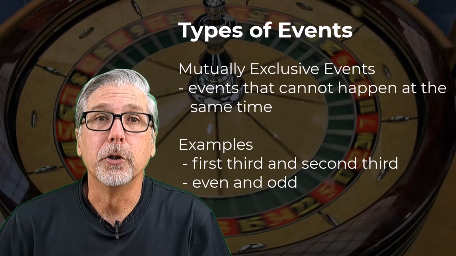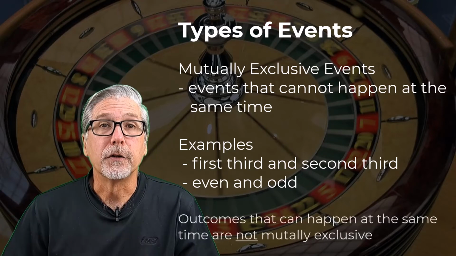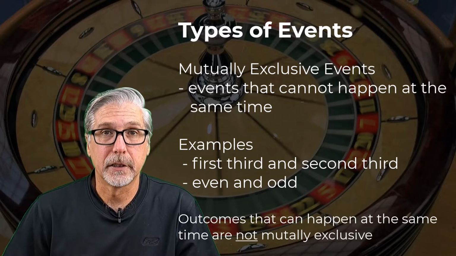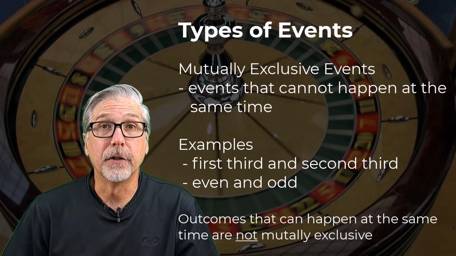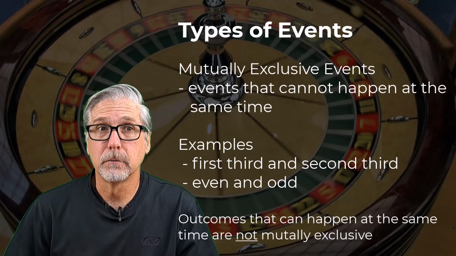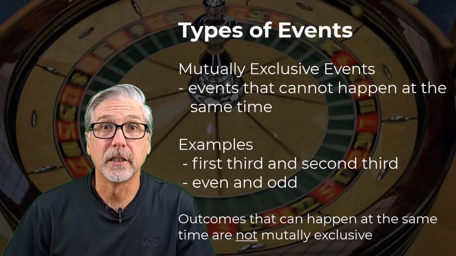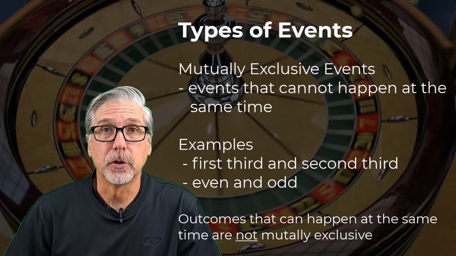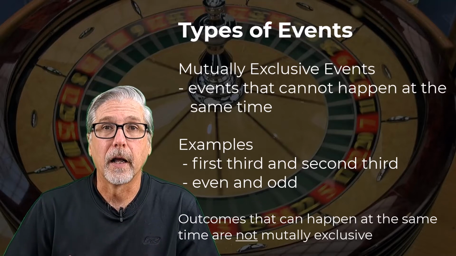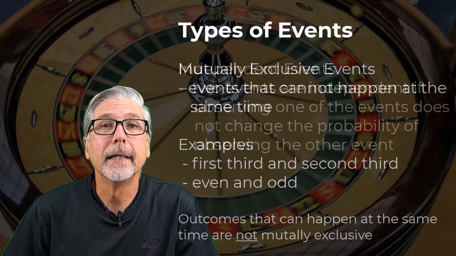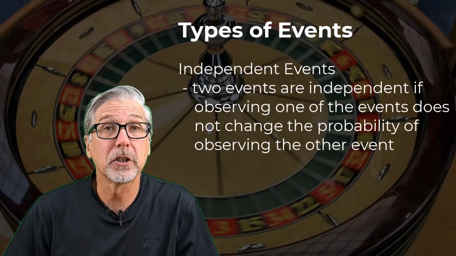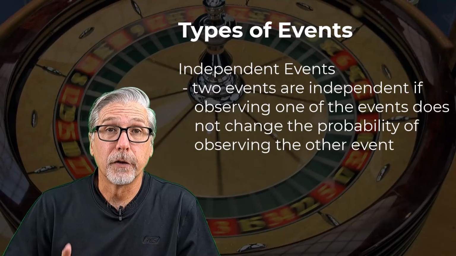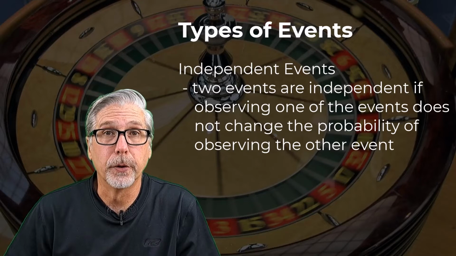One more thought on the mutually exclusive idea. If two outcomes can happen at the same time, like even number and first third, where 2, 4, 6, 8, 10, and 12 are both, we say that the events are not mutually exclusive. All right, I have one last type of event for you. Independent events. Two events are said to be independent if observing one of the events doesn't change the probability of observing the other event.